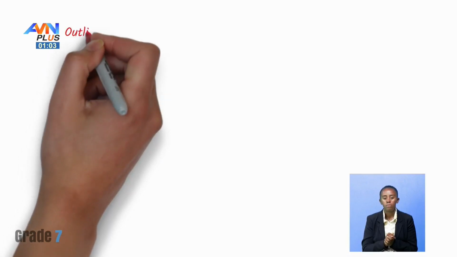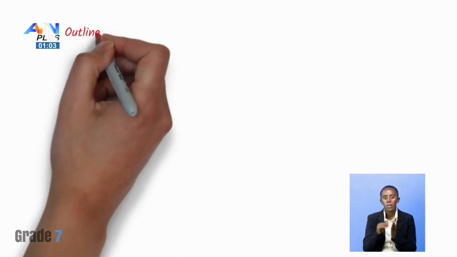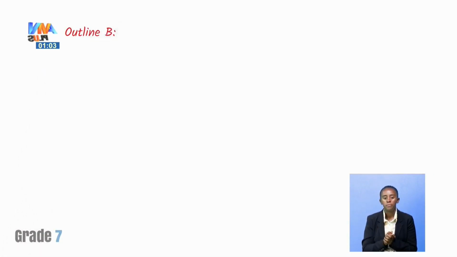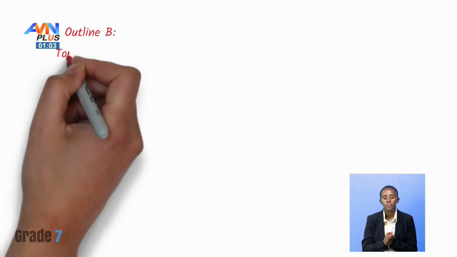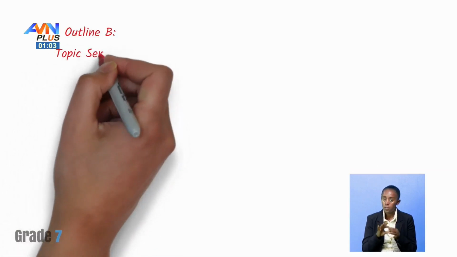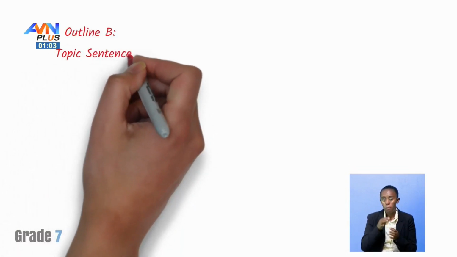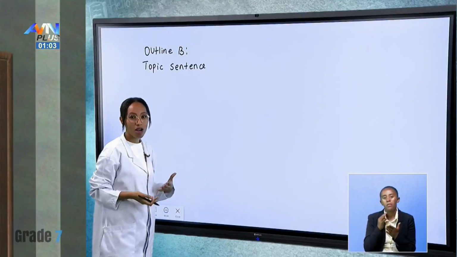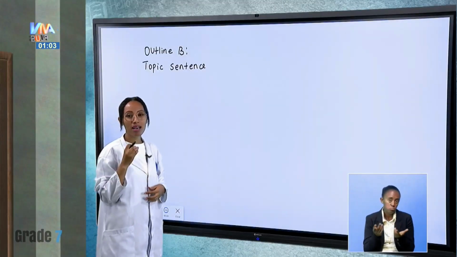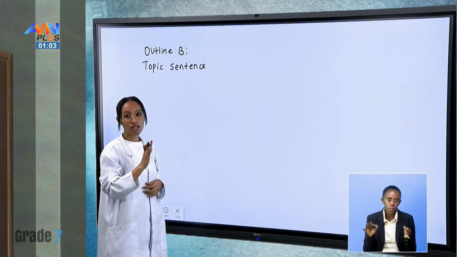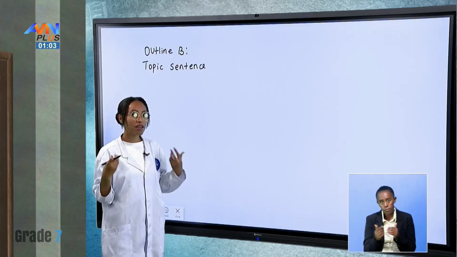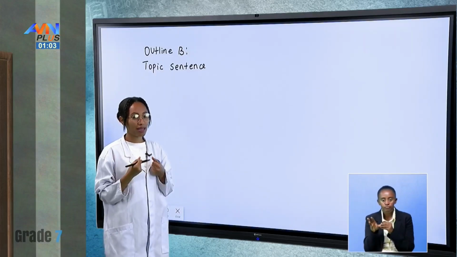Outline B. Topic sentence. Don't forget, this is the most important part of a paragraph. We should have our topic sentences first, and then we can gather ideas for that topic sentence.